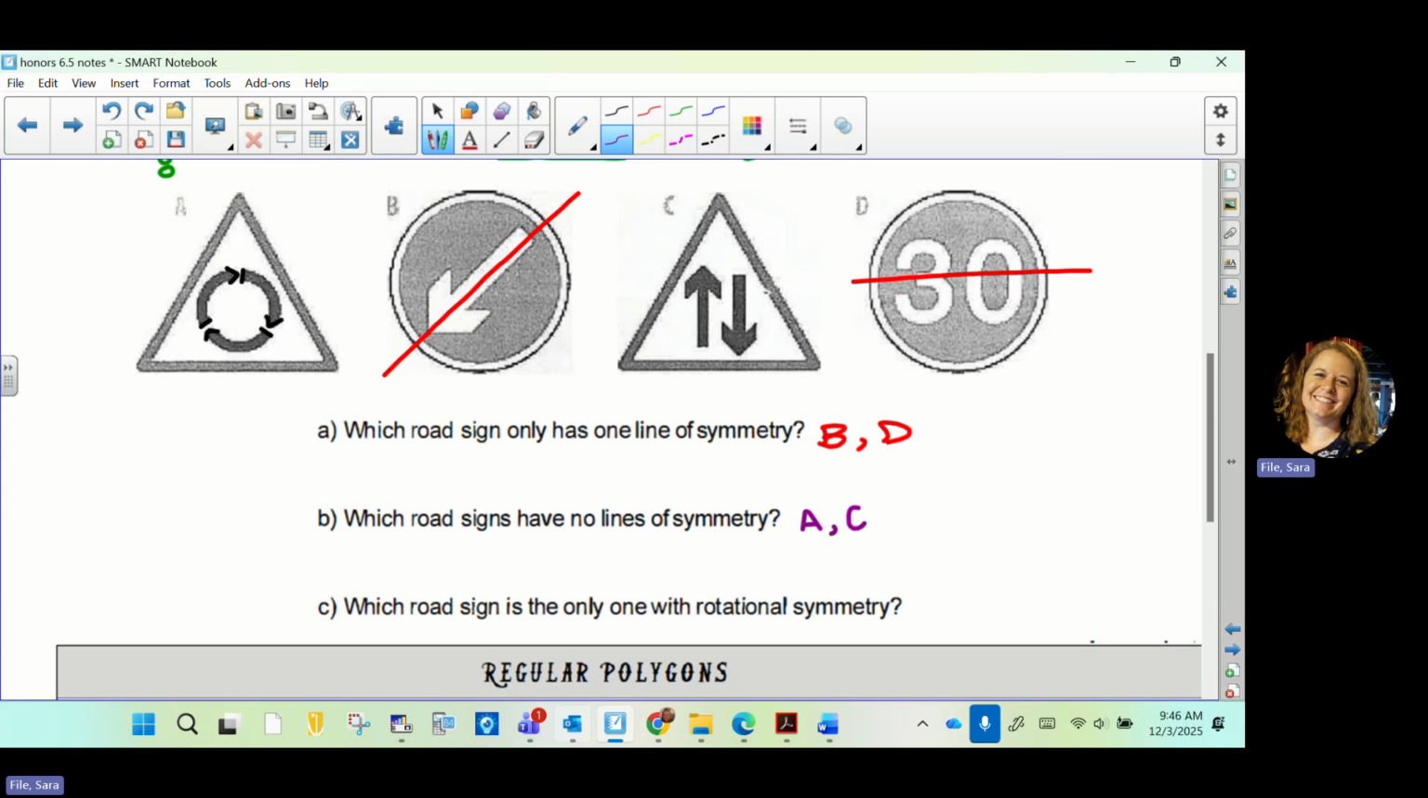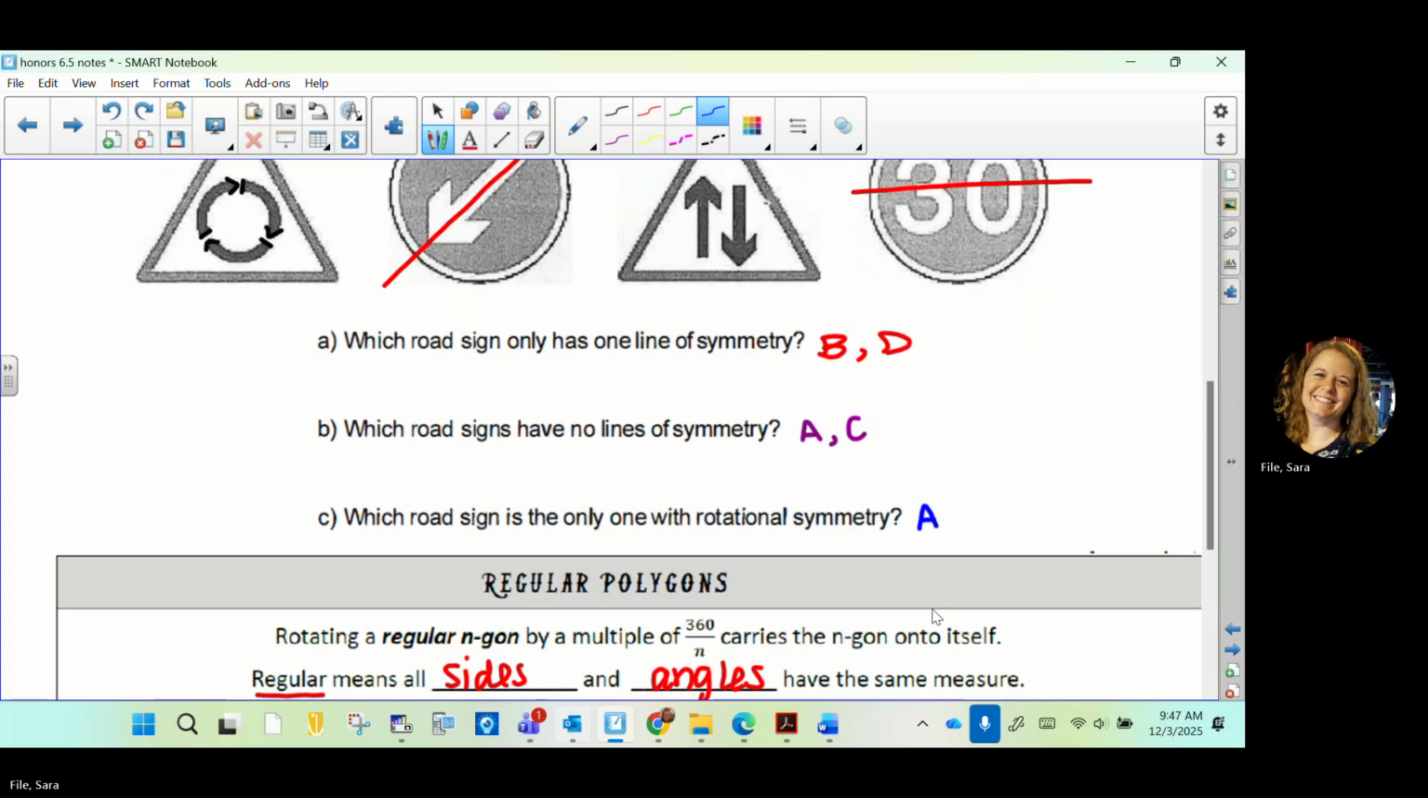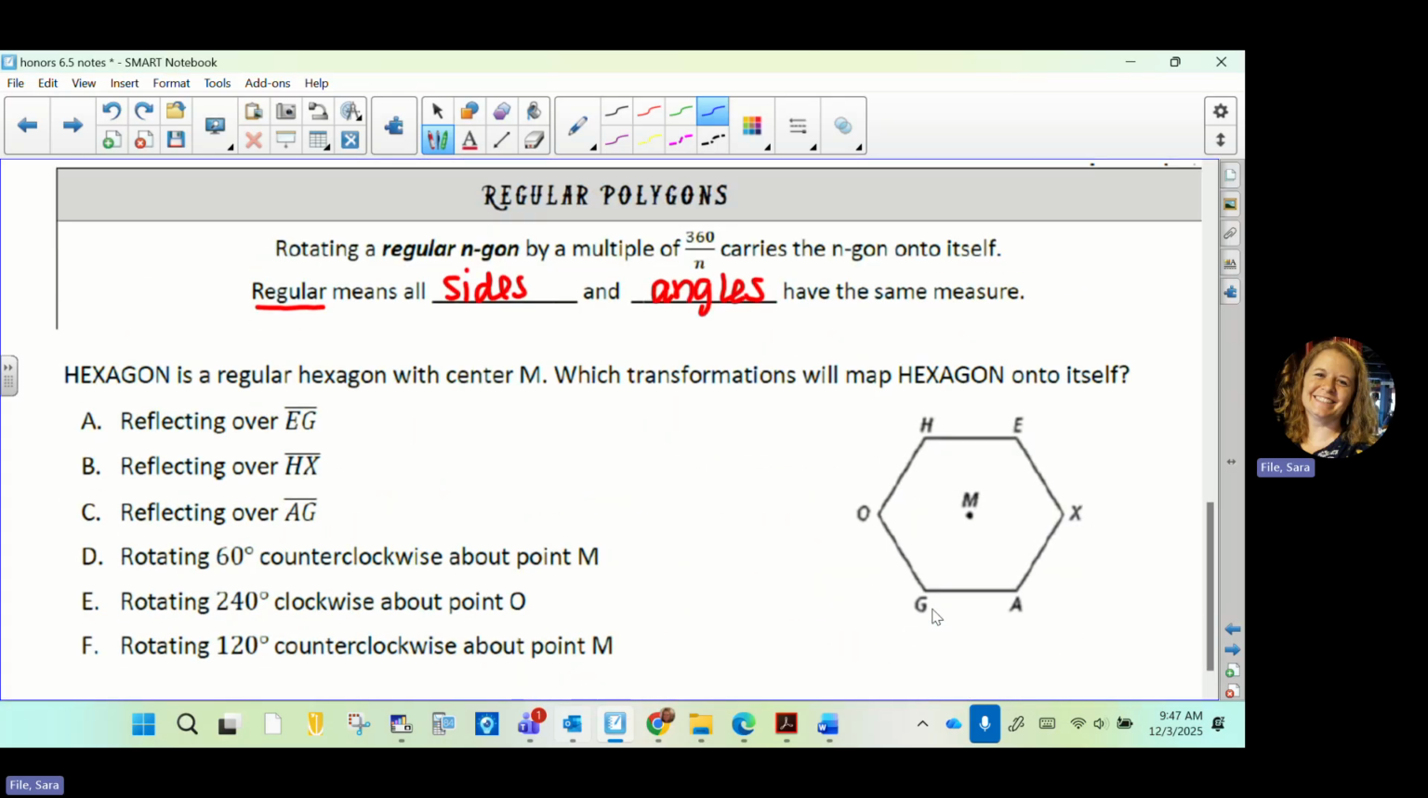Which road sign is the only one with rotational symmetry? If I rotated B, I would have to do a full circle before that arrow matched up. So that's not rotational symmetry. It's got to be less than 360. C. It's A. Because C, the arrows are going other directions. The outer triangle could rotate, but the arrows would always look different than the original until you did a full 360. So A is the only one that has rotational symmetry. And then we already answered what regular polygons are.